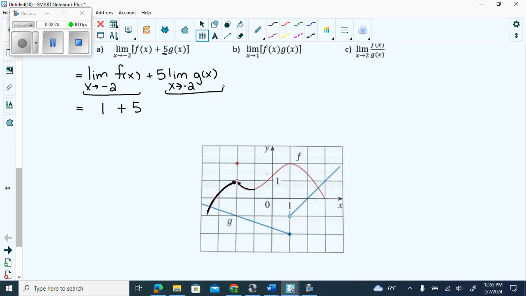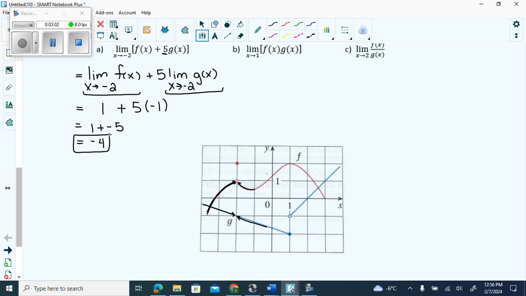So now I need the limit as x approaches -2 on the g of x graph. So I go to -2, and from the left it's approaching what? -1, and from the right it's approaching -1. So this would be -1. See what I'm saying? And then you just do the math. 1 plus 5 times -1, and what's my answer? -4.